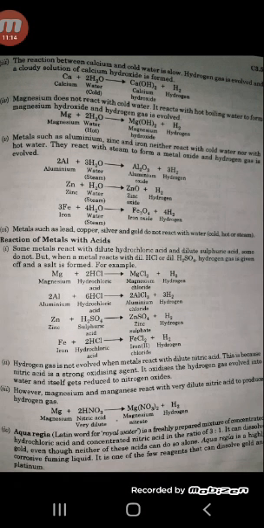Hydrogen gas is not evolved when metals react with dilute nitric acid. This is because nitric acid is a strong oxidizing agent. It oxidizes the hydrogen gas evolved into water and itself gets reduced to nitrogen oxides. However, magnesium and manganese react with very dilute nitric acid to produce hydrogen gas, and the reaction goes as follows: magnesium plus very dilute nitric acid gives you magnesium nitrate plus hydrogen.